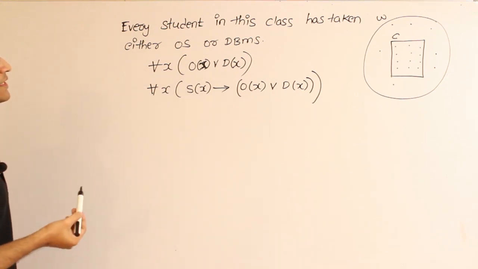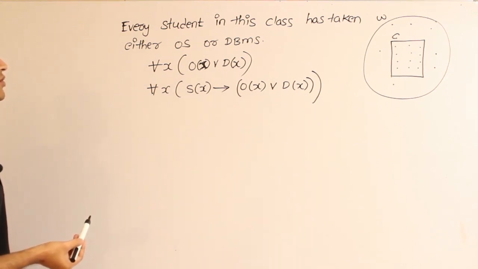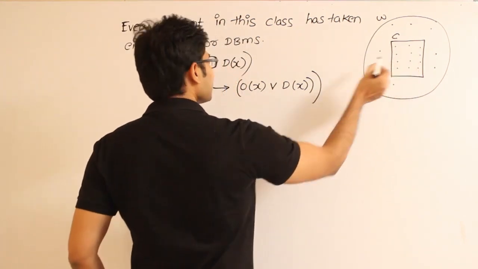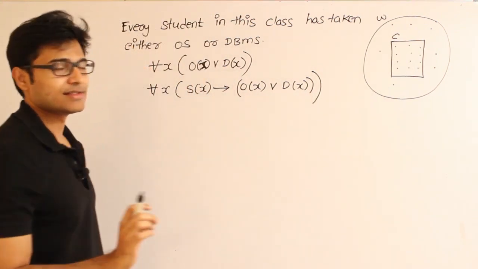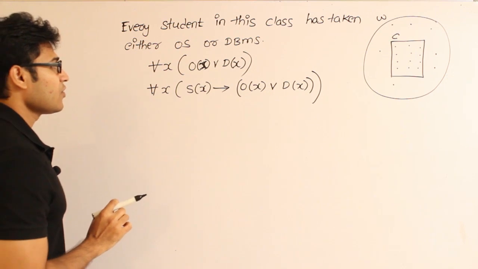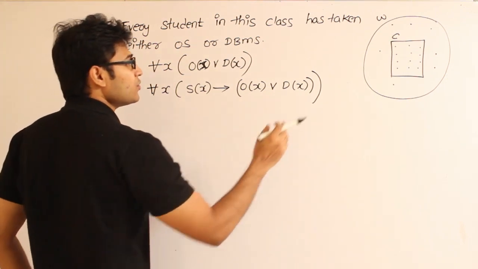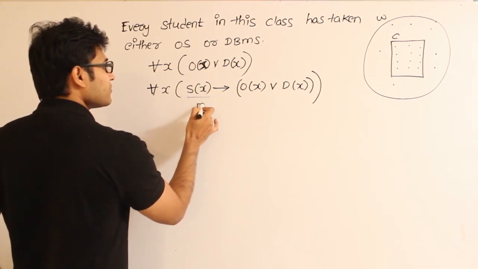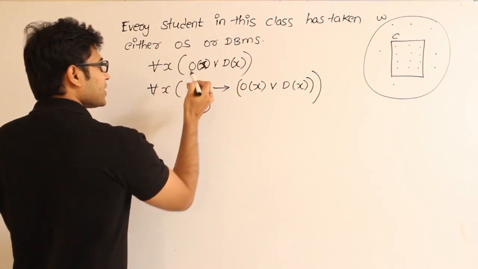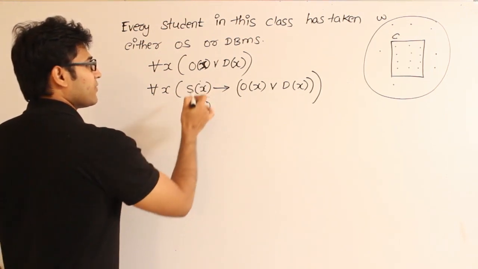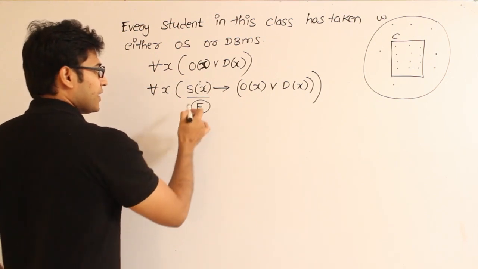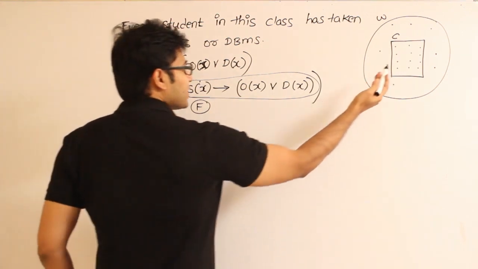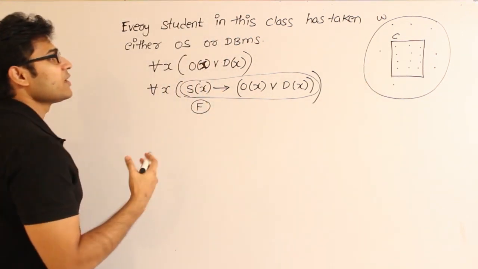Right? Now why do you think that it is true? So if every student in the class has taken either operating systems or DBMS, then this entire thing should be true, isn't it? Let's see if it is going to happen or not. Now when you take any person who is not inside the class, then what happens is the S of x, this one, will become false. When this one becomes false, then this entire thing becomes true, which means the people who are outside the classroom are not going to affect the result.